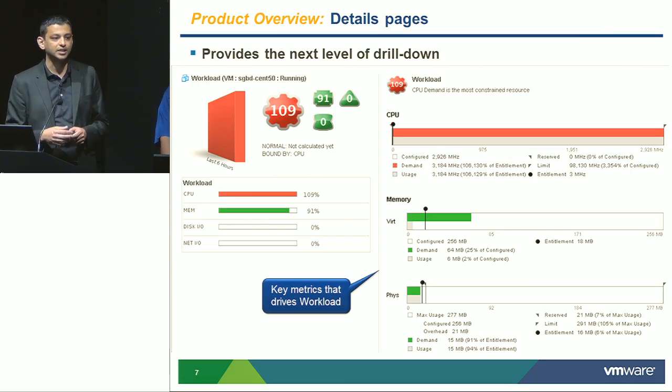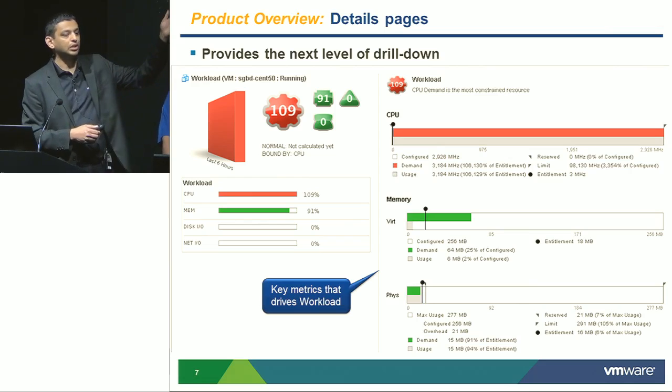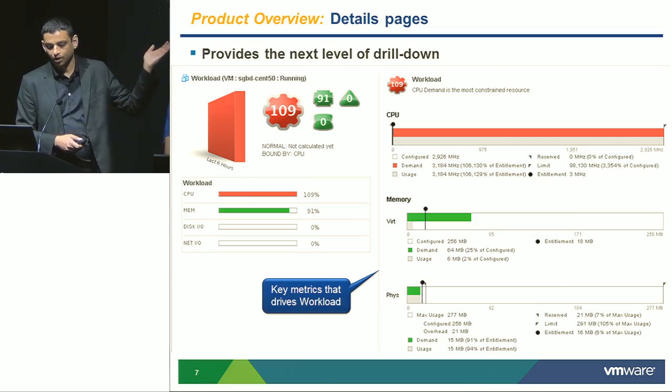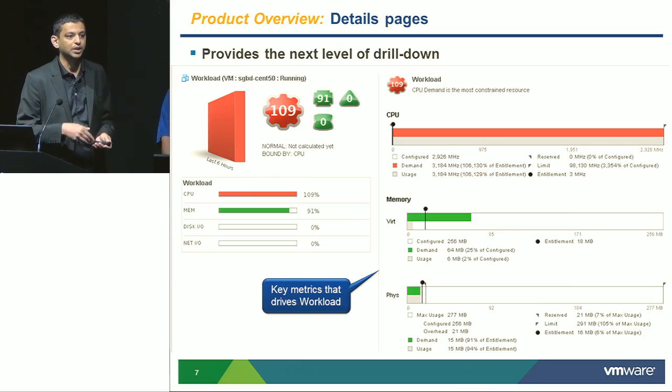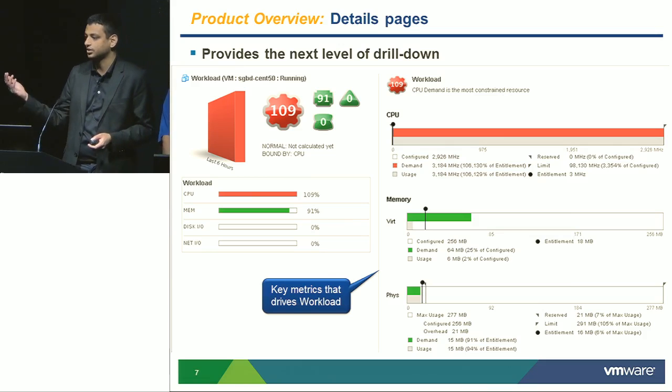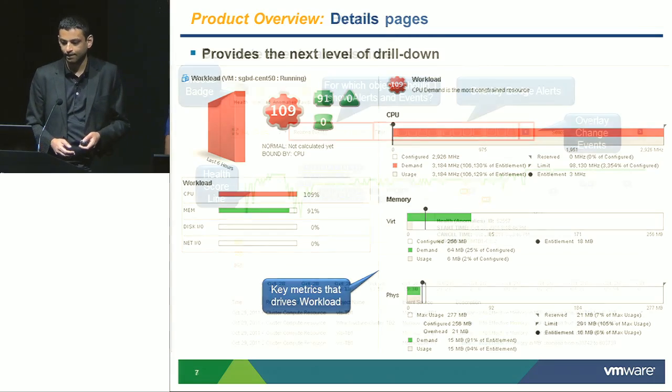So we have the details page, which allows you to drill down. You can immediately notice here that all the key metrics are laid out. On the left, you see that there is a quick summary. So very quickly, when you come to a resource, you can figure out who's the worst offender. Is it the CPU? Is it the disk? Is it the memory or the network?